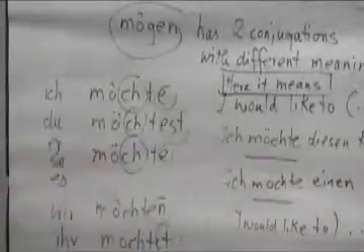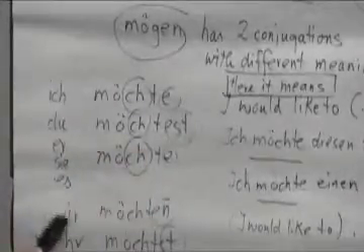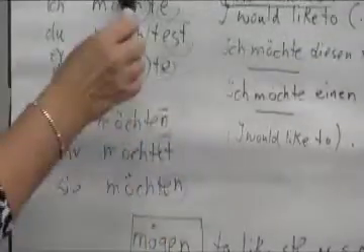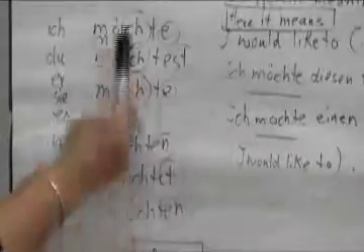Alright, let's pronounce it. Ich möchte, du möchtest, er, sie, es möchte. Wir möchten, ihr möchtet, sie möchten. So you see it's the same form all the way through except for the endings.